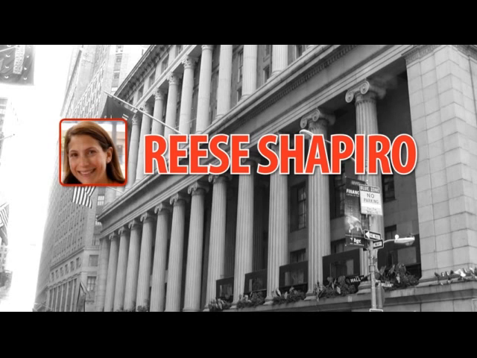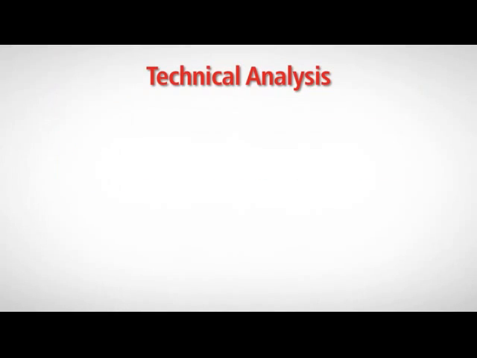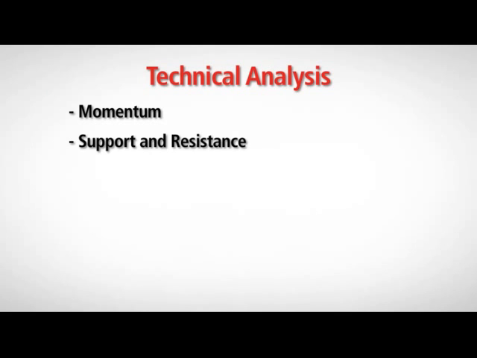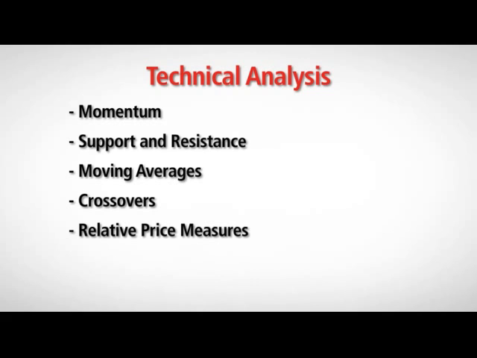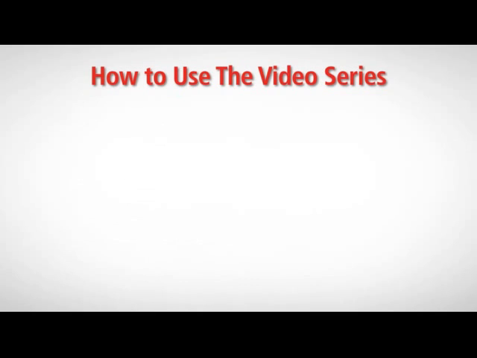Earlier in this video series, we learned the basic principles of technical analysis. We learned how to read candlestick charts and the concept of momentum. We discussed support and resistance levels. In this video, we'll discuss more advanced technical analysis concepts, such as moving averages, crossovers, relative price measures, and volatility measures. This is the 7th lesson in our series.